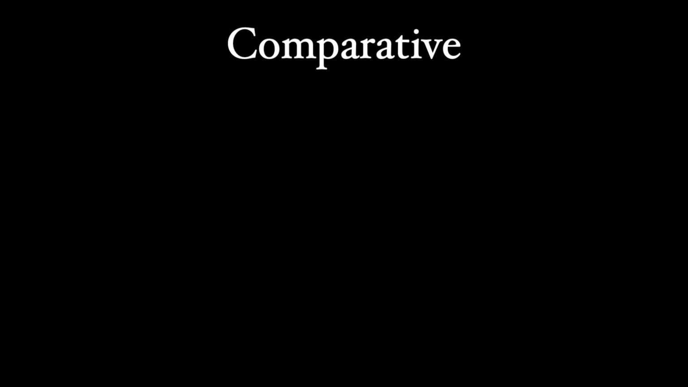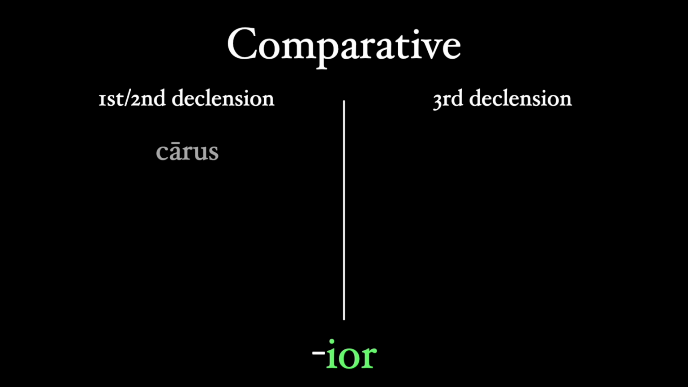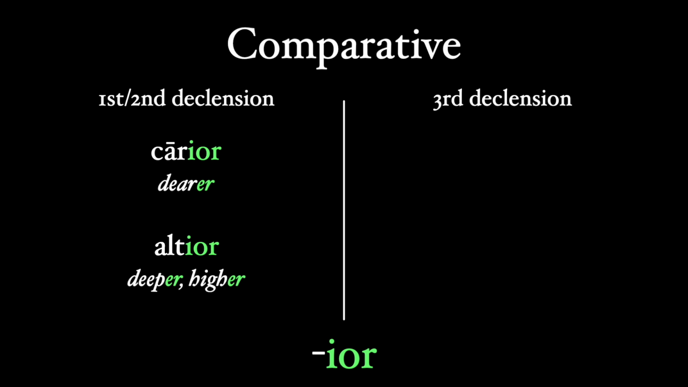The comparative is formed from the positive form by adding the ending ior to the stem of the adjective without any final vowel. So if the adjective ends in us, like carus, we drop off the us and add the ior. Here's altus, meaning high in the positive, altior, meaning higher in the comparative. If we have an adjective in the third declension, like levis, light, the stem is levi, and the i at the end gets dropped off, and we add ior to get levior, meaning lighter.